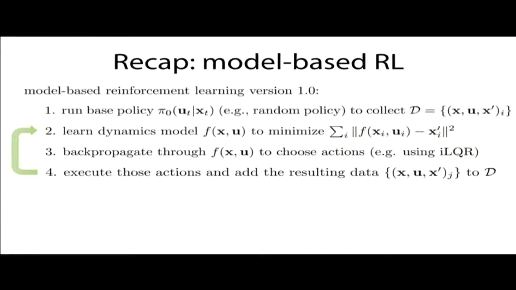f(x,u) is termed your model. It's a model of your dynamics. It's able to predict what the next state is given your current state and action. Once you've learned this dynamics model, you can backpropagate through it in order to choose actions, for example, using iLQR or some other model-based RL method. Then lastly, you can execute those actions and add the resulting data to your data set, such that when you experience new transitions, new parts of the state space that you haven't seen before, you can update your model so that it is accurate in those places. Then repeat until you have a policy that can choose actions in the parts of the state space that you want to be in.